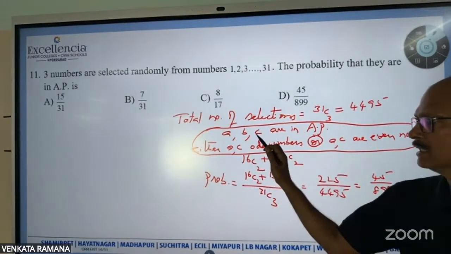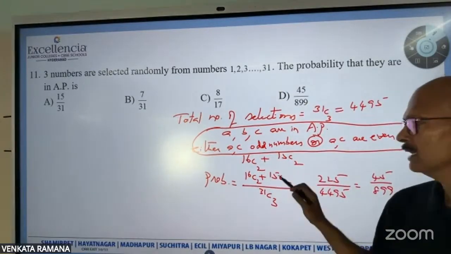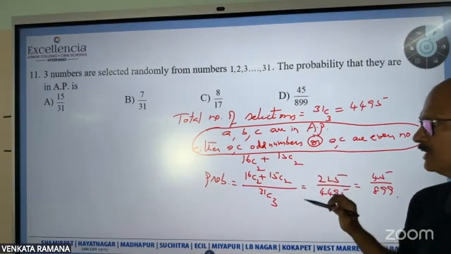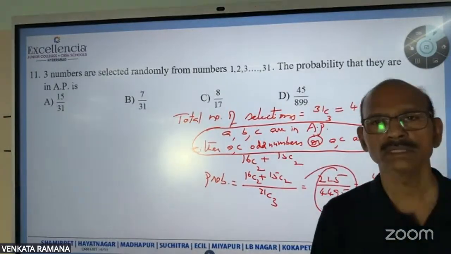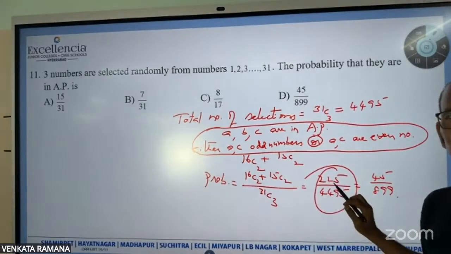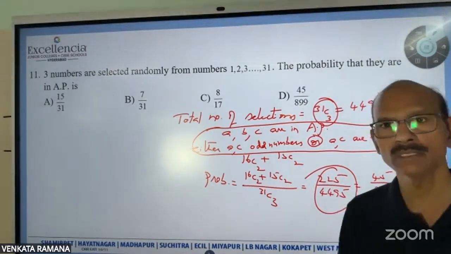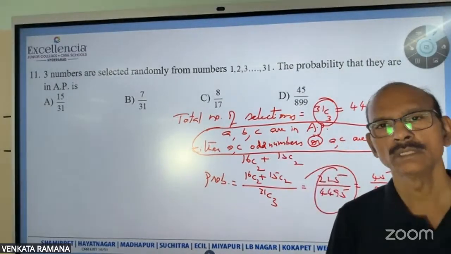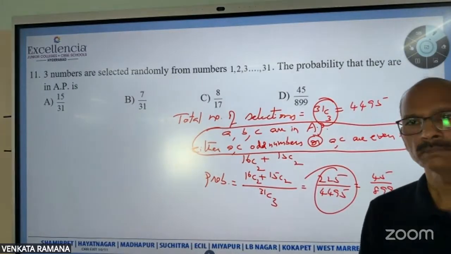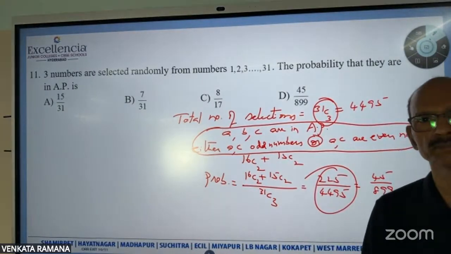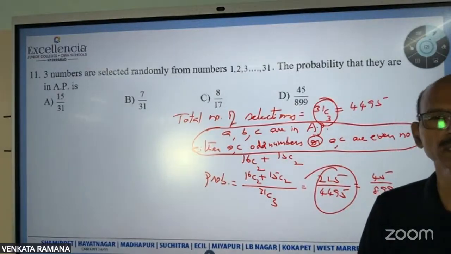So 16 odd numbers are there between 1 to 31, so I have taken two numbers, and 15 even numbers are there, 15 C2. If you simplify this one, some calculation part is there here. Students should spend some time. And here also, 31 C3 is 4495. I wrote it directly, but it takes time for the students to come to 4495. The problem is easy, but some calculation part is there. If you are aware of all these things, then it will be easy. Okay, this is the question concerning probability.